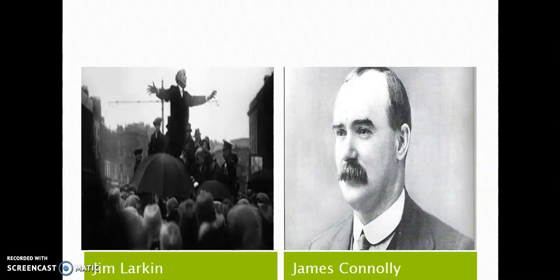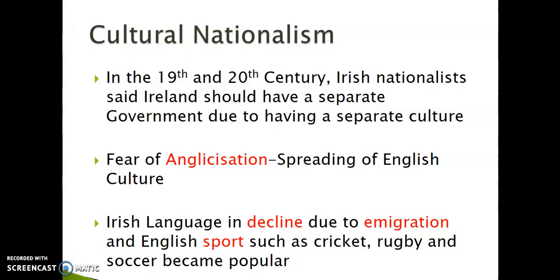Connolly wanted a socialist revolution. In the end, though, the union was defeated. The workers left the union and returned to work. Larkin left for America. But this idea of socialism stays with Connolly, and socialism is a social system that promotes equality among citizens through shared ownership of land and industries.